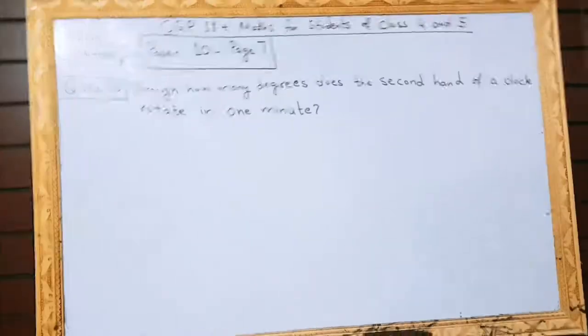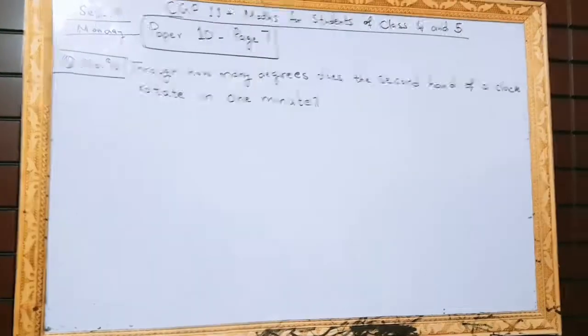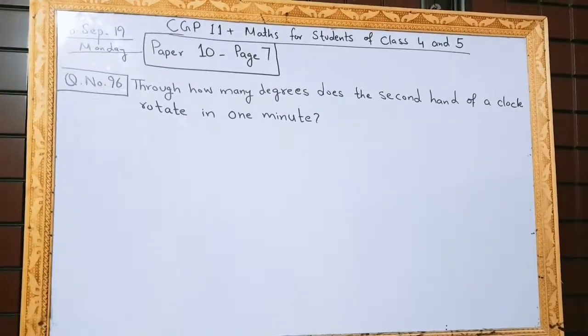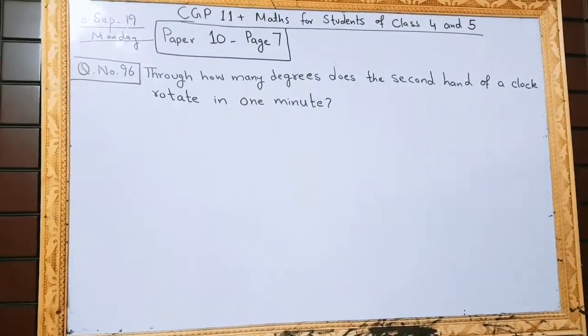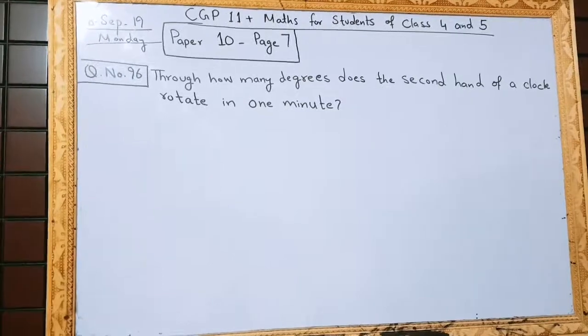Let's read the question first of all. Through how many degrees does the second hand of a clock rotate in 1 minute? If you like, you can stop this video here and try the solution yourself.